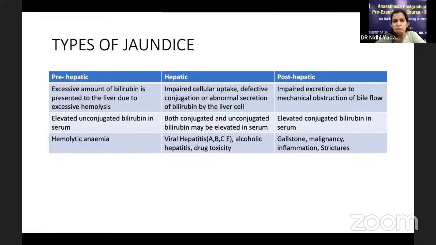In hepatic or hepatocellular jaundice, there is impaired cellular uptake, defective conjugation, or abnormal secretion of bilirubin by the liver cells. In this, both conjugated and unconjugated bilirubin may be elevated in the serum. The most common causes are viral hepatitis A, B, C, alcoholic hepatitis, and drug toxicity. In post-hepatic jaundice, there is impaired excretion due to mechanical obstruction of the bile flow. Since the bilirubin has already been conjugated by the liver, in post-hepatic jaundice there is mainly an increase in the conjugated bilirubin levels in the serum. The most common causes are gallstones, malignancy, inflammation, strictures, and parasitic infections.